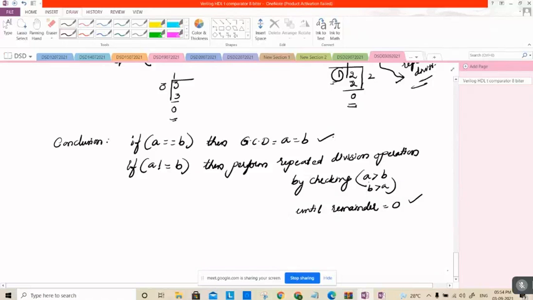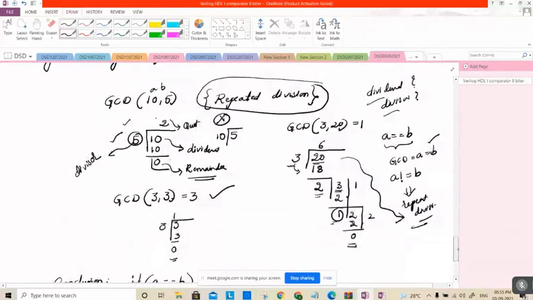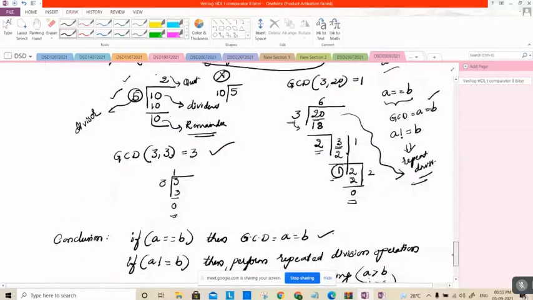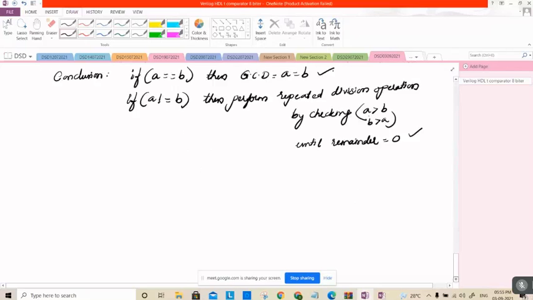Any doubts? So we have learned this in our primary classes, I think. LCM, GCD, HCF. We may have encountered GCD, maybe HCF. LCM, least common multiple. Right.